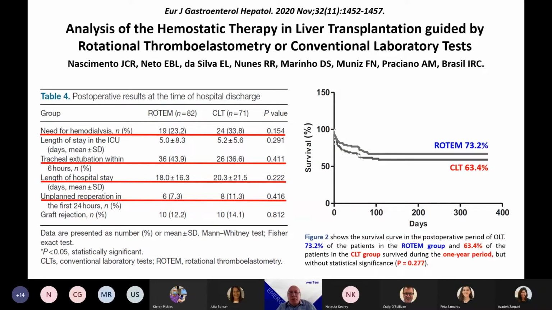And this has been reproduced also by other groups. It's also here a group from Brazil, which showed at least a quite strong trend to reduced mortality, even on a 1-year survival. But the study was not big enough to show significant results. But I think we are on the right way. And also you see that there's a trend to decrease renal failure. Also a higher rate of early extubation, so going in the direction of fast-track surgery, even in liver transplantation.